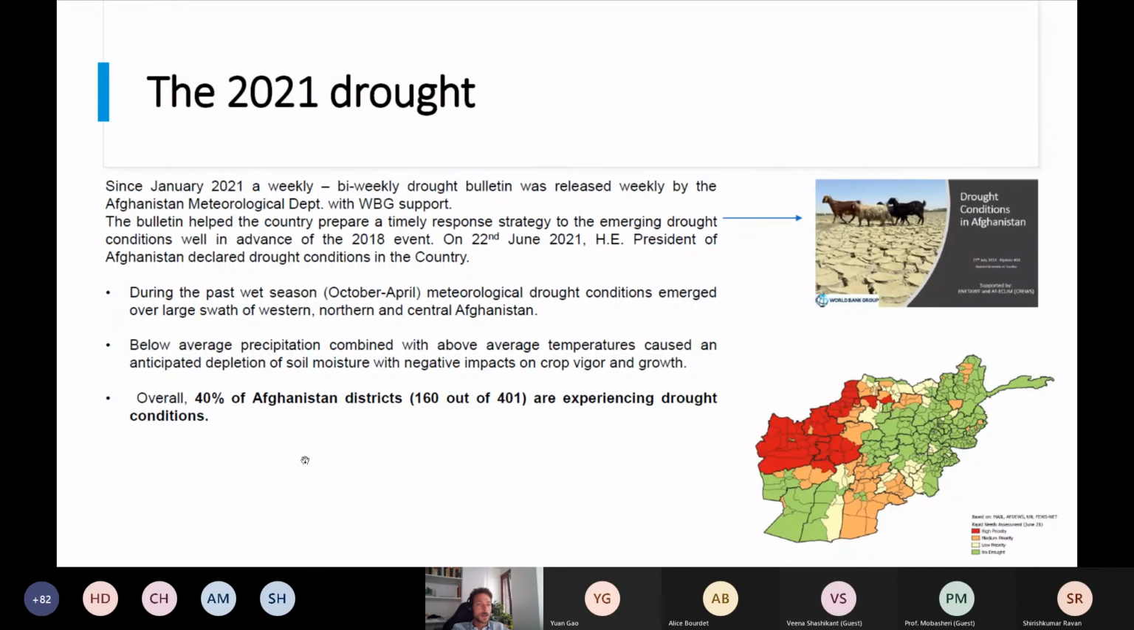I'm annexing here one map in the lower right corner, which is the output, I could say, of the use of the FDUs and other information coming from both the Ministry of Agriculture, the National Security and Information Agency of Afghanistan, and the UN. And this is the image of the overall situation. As you can see, over 40% of Afghanistan districts are facing drought condition. And of course, this requires prompt action to be undertaken.